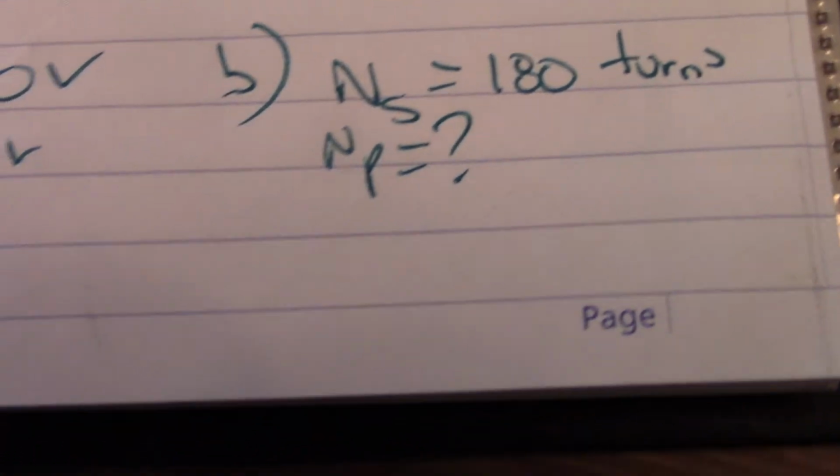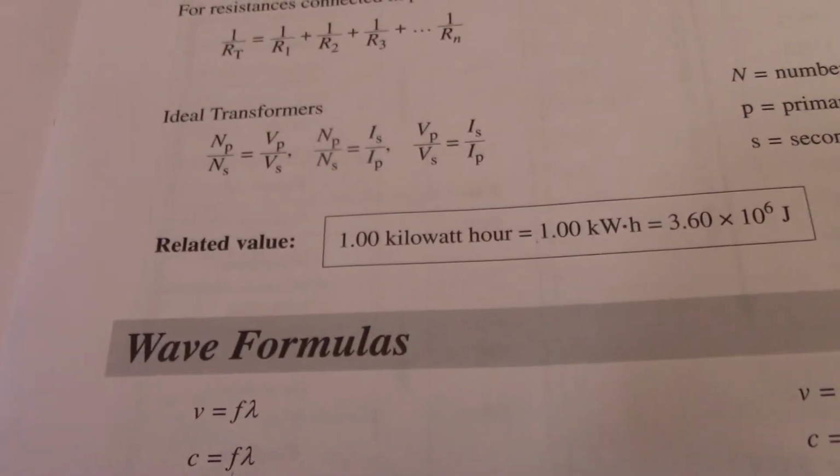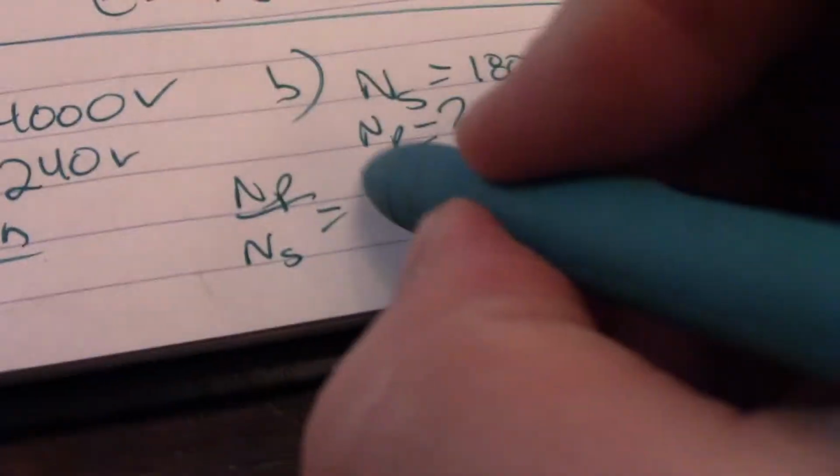So I'm going to go to my equation, which is on page 3 of my data booklet: NP over NS equals VP over VS. And we're going to do this ratio.